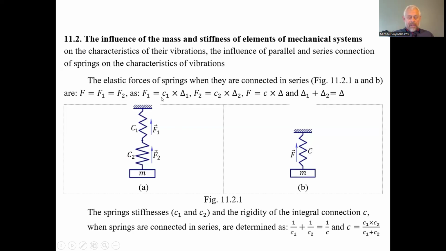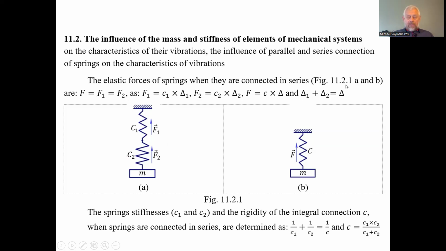So delta 1 is equal to the fraction F1 divided by C1, the deformation delta 2 is equal to F2 divided by C2, and the deformation delta of the equivalent spring is equal to the elasticity force divided by C. And we take into account that the forces of elasticity are equal to the weight of the load. So we have the same load in both cases. So the forces of elasticity F are equal to F1 and F2.